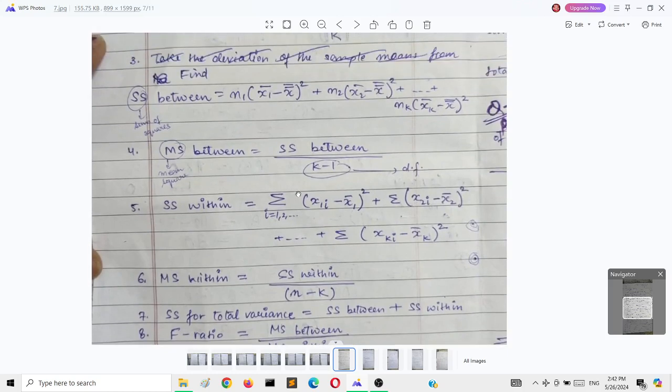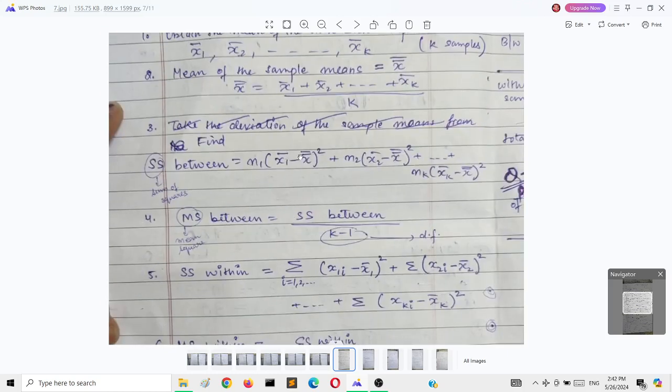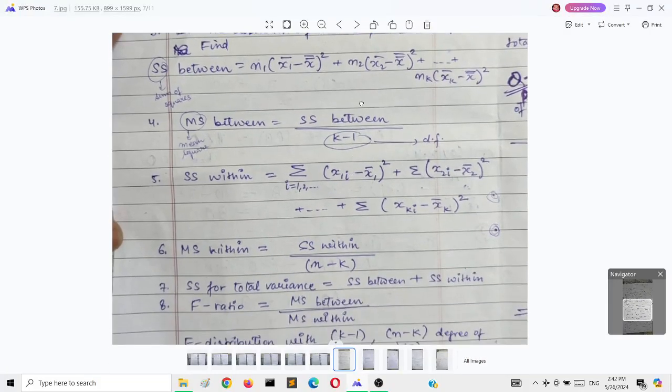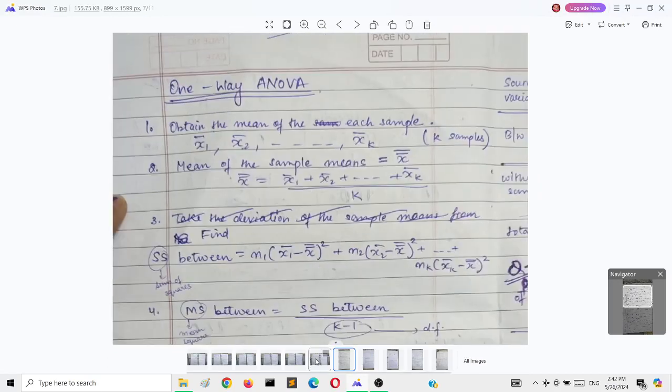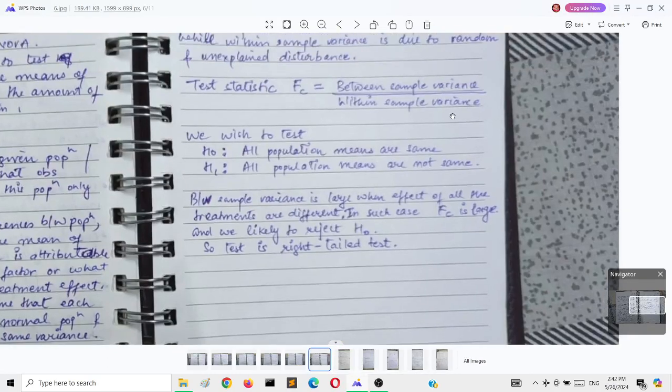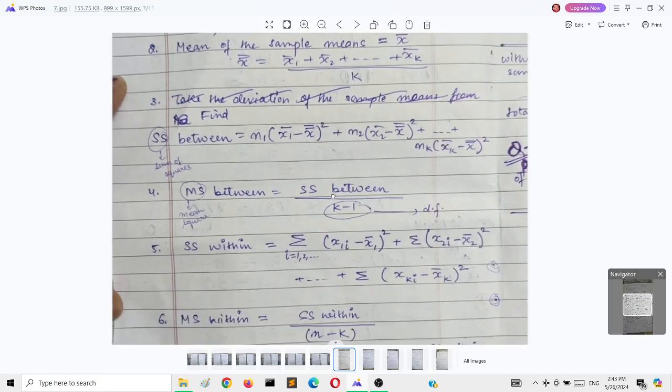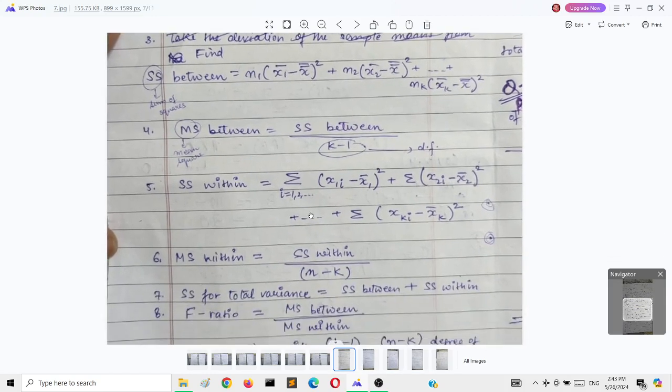Now SS within is the sum from 1 to n. It was SS between because we were considering multiple samples, right? In between samples we were calculating the between term. But now we'll calculate the within term. Because the F statistic, as in the previous slide, is the between-sample variance and the within-sample variance, right? That's the F statistic. So here you are calculating the between-sample variance through this formula, that is MS between, or mean square between, and then SS within will be calculated by this particular formula.